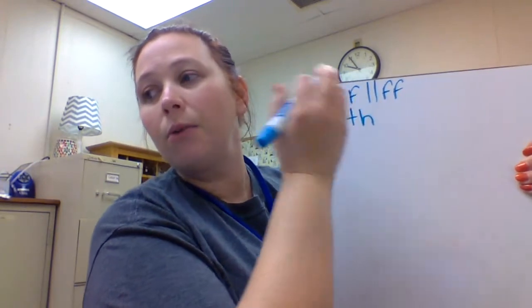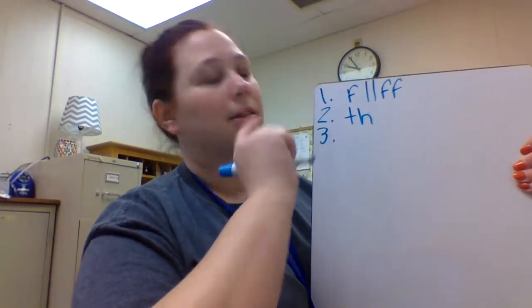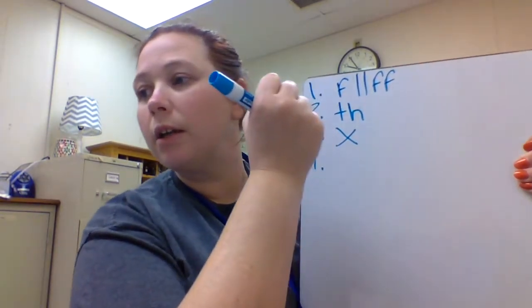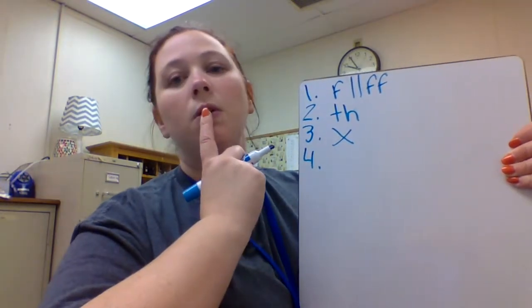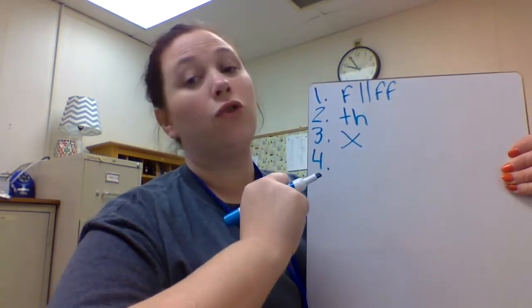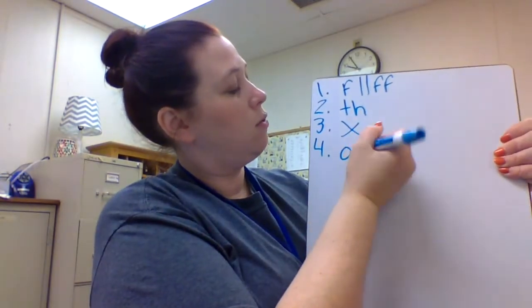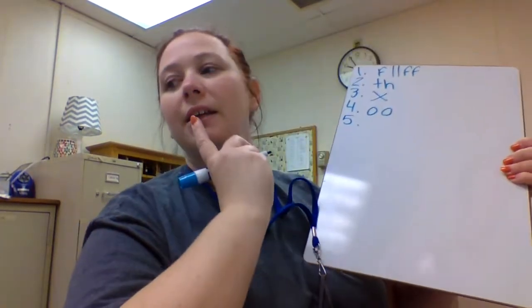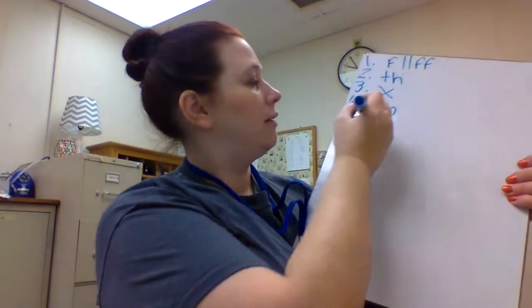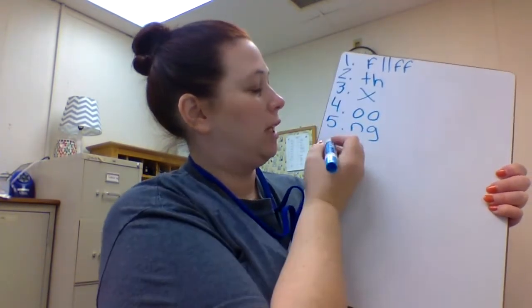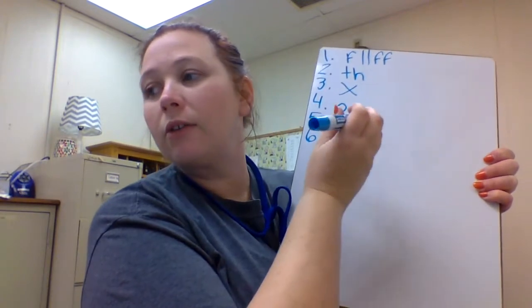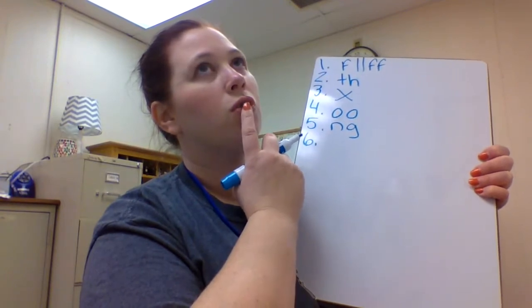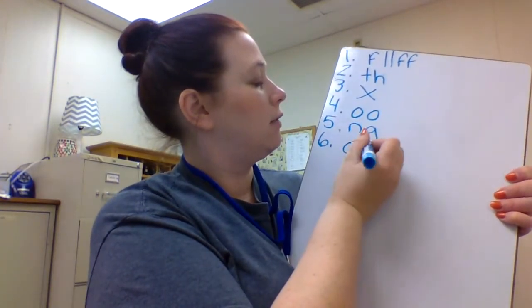Okay. Number 3, X. That's X. Number 4 is ooh, like tooth. And that's the OO. Number 5 is ng. That one's a little hard, but it's NG. Number 6 is like hook. Hook. That sound. Again, it's the OO.